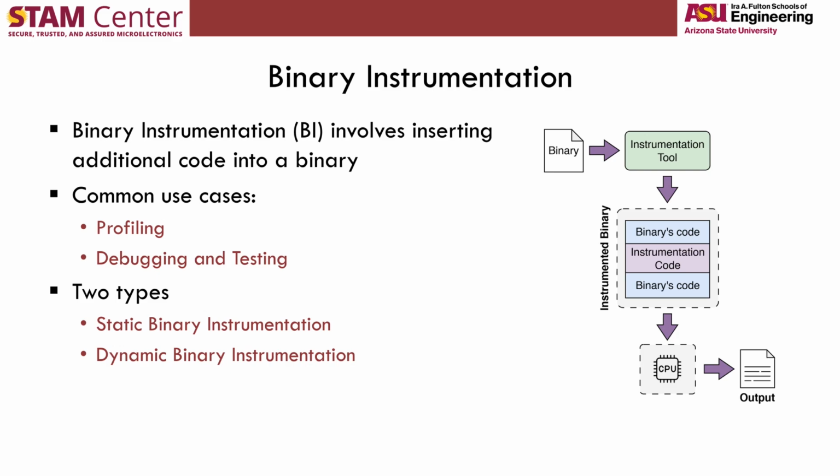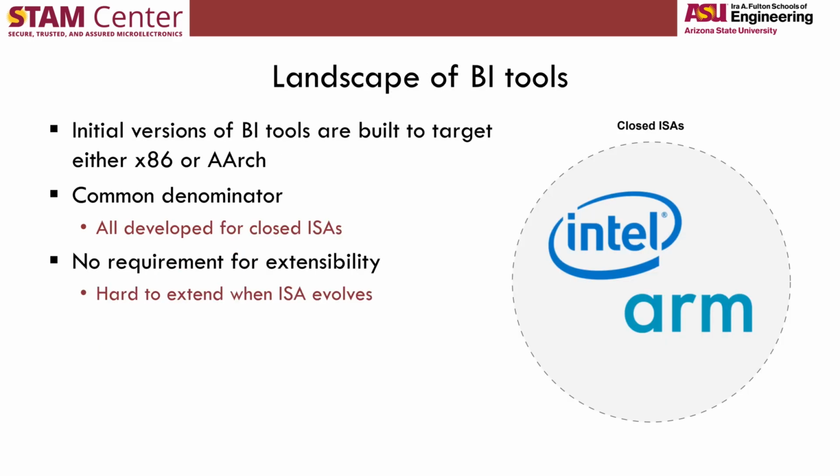So there are two ways to go about binary instrumentation. The first one is the static method, and this produces a new binary containing all the instrumentation routines. Alternatively, we can do dynamic binary instrumentation where we execute the binary and make the changes at runtime. So as such, no new binary is produced. And this dynamic method also allows for more fine-grained control over the instrumentation process.